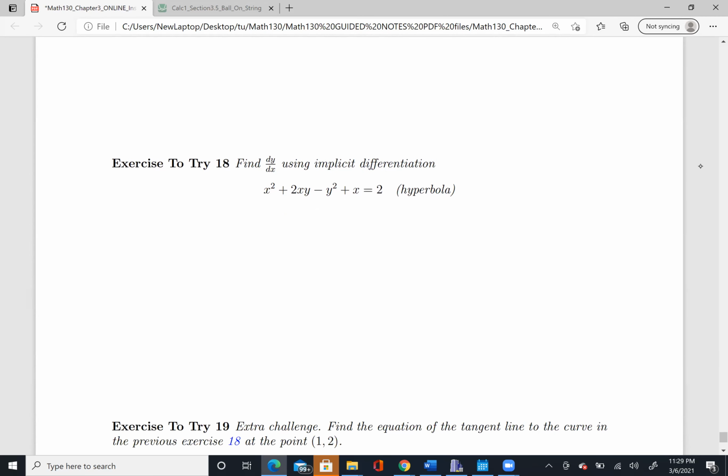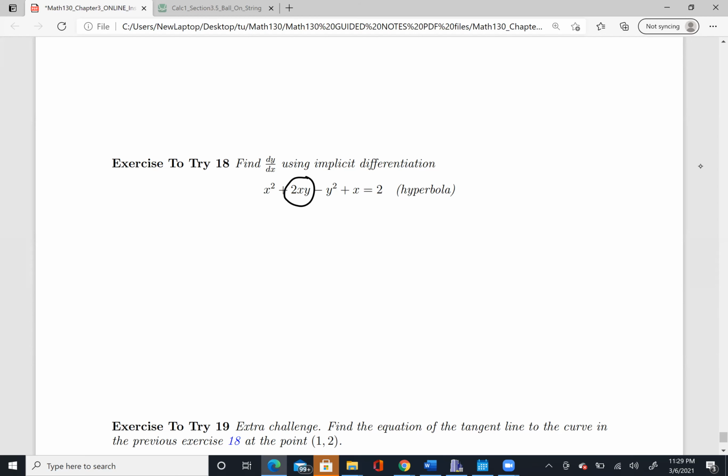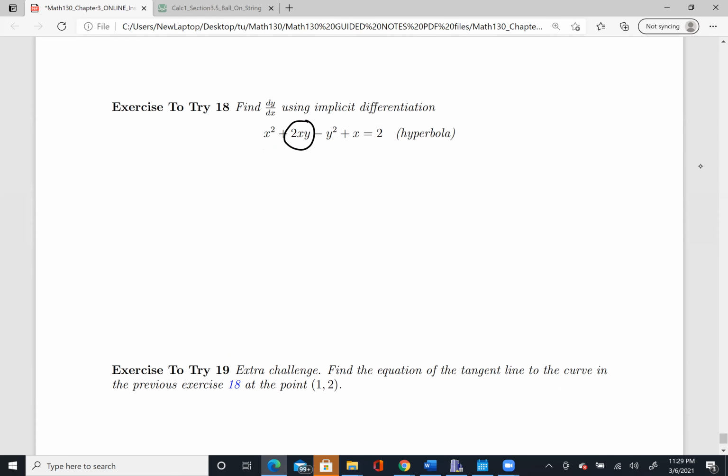Okay, so for exercise 18, you have to find the derivative of y plus 2, and also you have to use implicit differentiation for this one. For this problem, I think also in this one you have to apply the product rule for this term to handle the derivative. So let's move to the next.